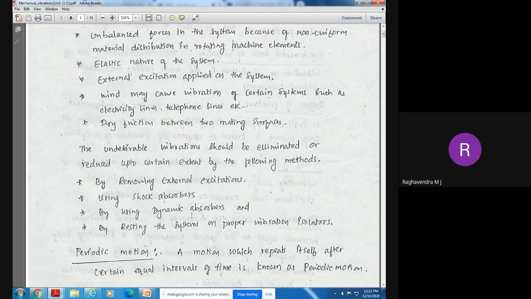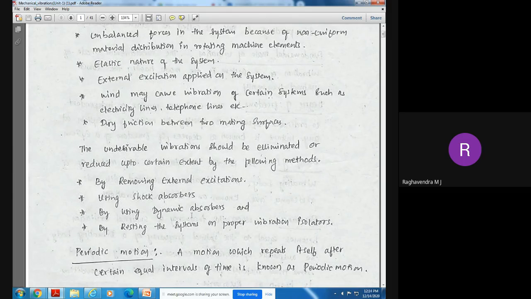Also we can reduce the vibration by resting the system on proper vibration isolators. For example, if you keep any vibrating structure on isolators like rubber, cork, leather, springs, these act as isolators. An isolator is nothing but the material or the member which absorbs the vibration and reduces the transfer of vibration from one part to the other part. These are called isolators.